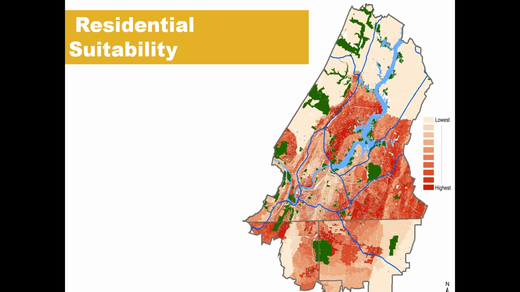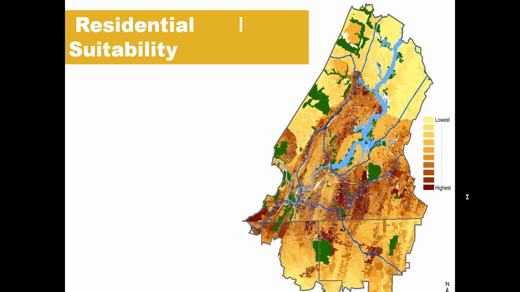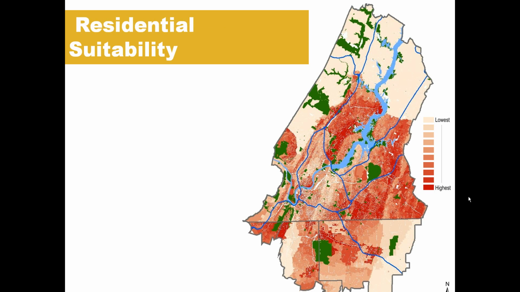That's the residential suitability. And then we have the non-residential suitability, which looks similar. I'll go back to the residential. You can see it's mostly the outlying areas on the mountains, and in North Georgia, and North Chattanooga. Those areas are seen as more suitable for development.